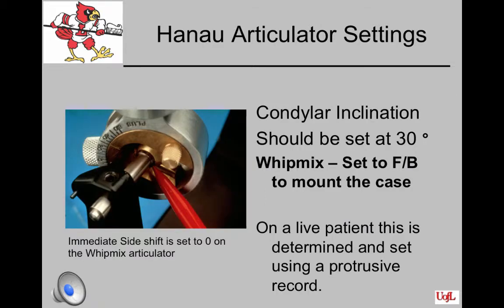Set the condylar inclinations at 30 degrees. If you had a live patient, this condylar setting would be determined by doing a protrusive record on the patient, much like the one that you did of your fellow student in the TMD course.